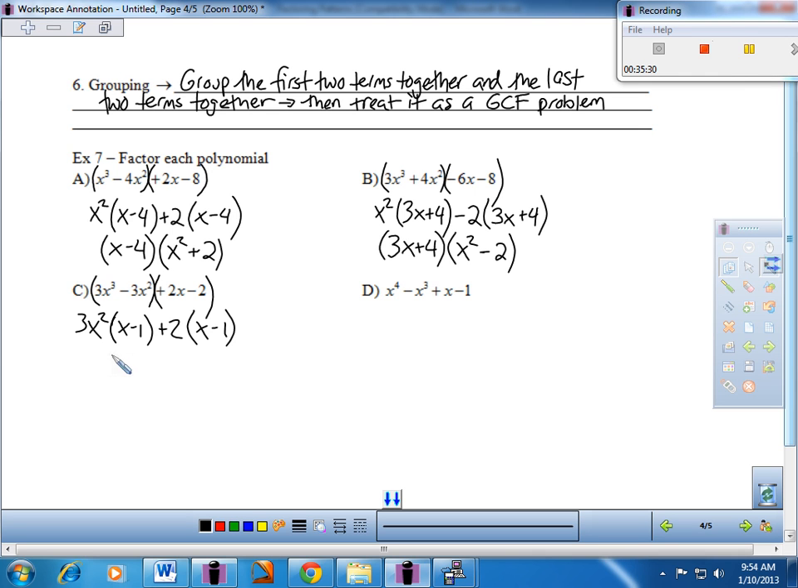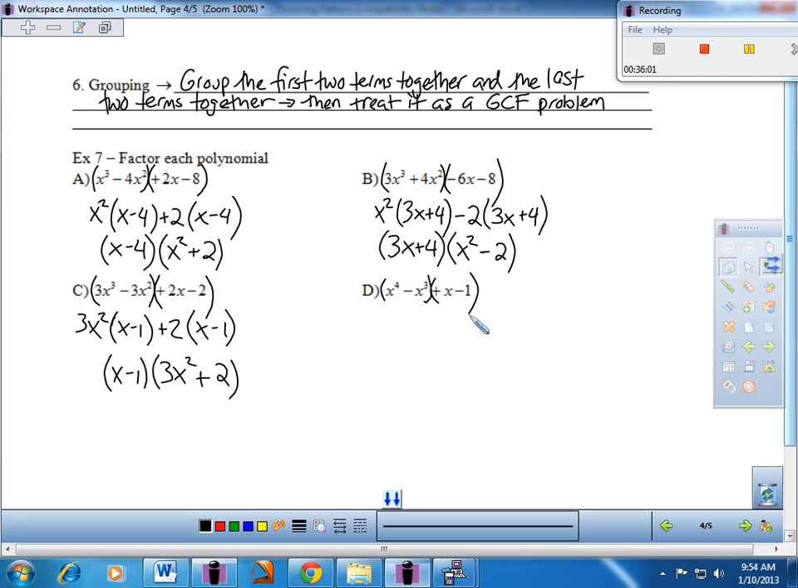And as you can see then, x minus 1 is common to both. Let's pull it out. x minus 1 comes out. Here I get 3x squared from the left, my plus right smack in the middle, and a positive 2 left on the right-hand side. Looks good. Always just do a quick check. Does anything break down further? In this case, no. All right, now letter D is the killer, but it does factor by grouping.